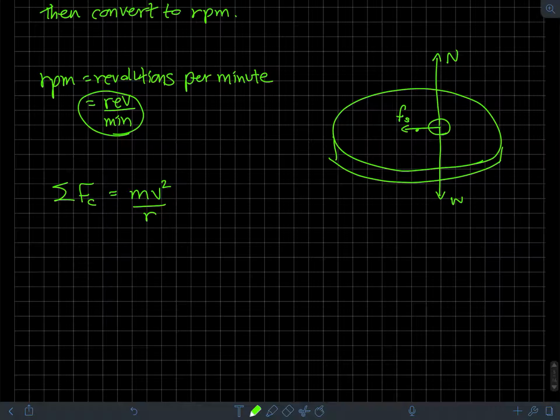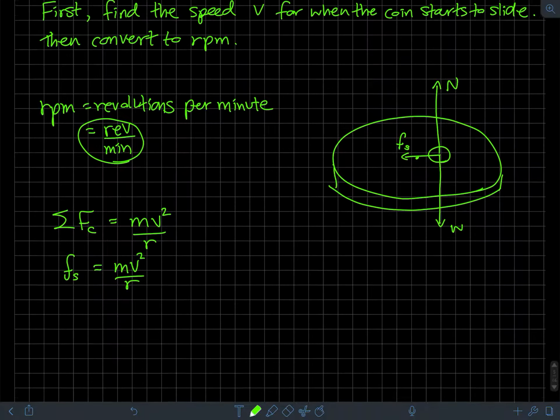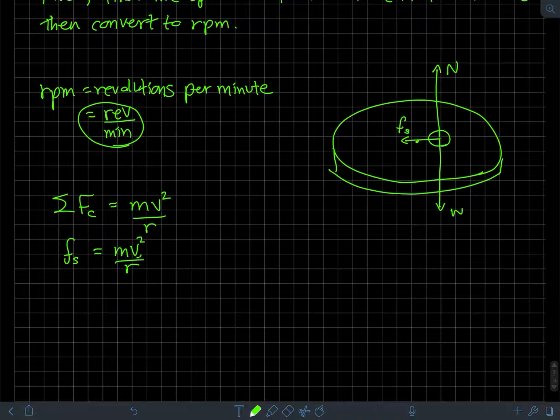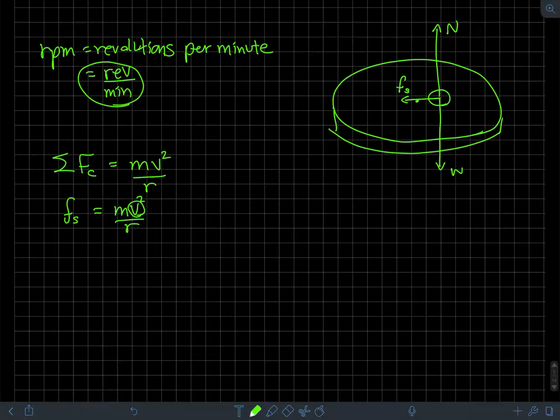Okay, so that's going to be positive because it's pointing toward the center of the curve, and toward the center of the curve is positive in the centripetal axis. All right, so then that's going to be mv squared over r. And right now, remember, the hint was let's first find that speed v, and then we'll convert it to RPMs. So let's dig out our friction force, and we can make that in terms of mu n.